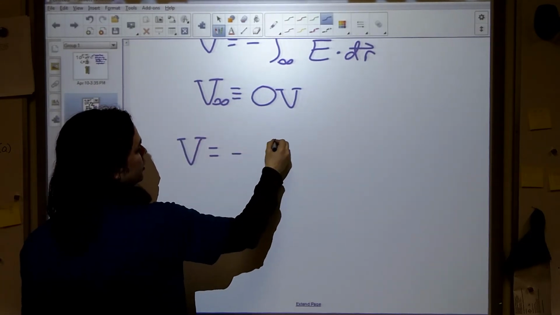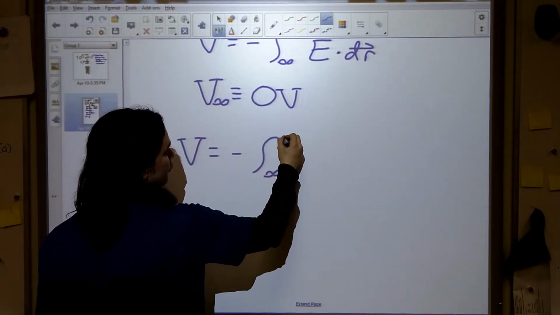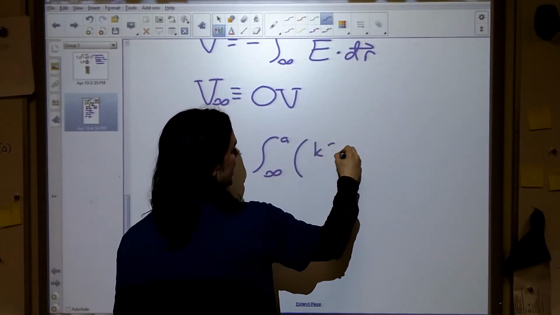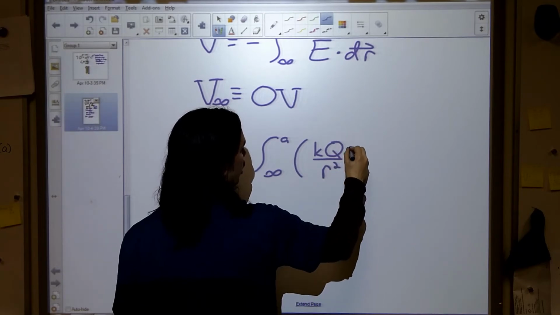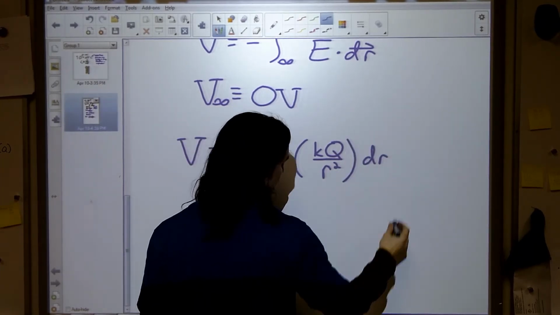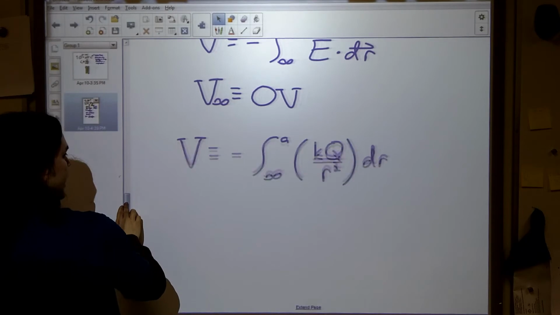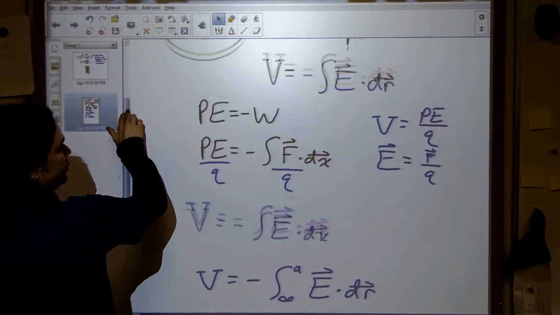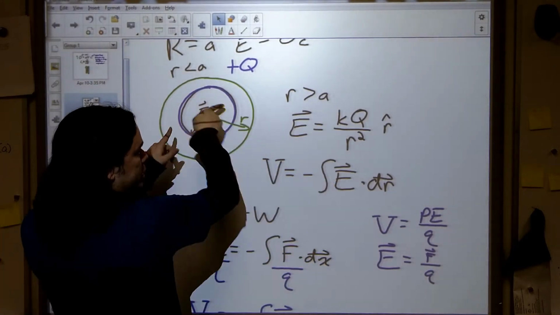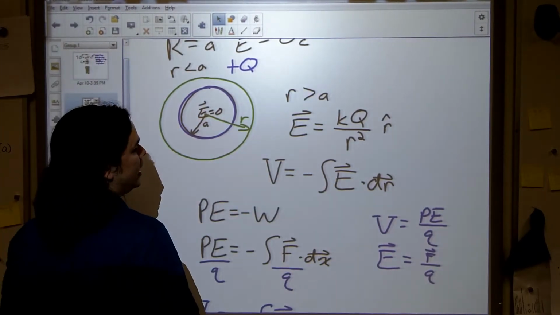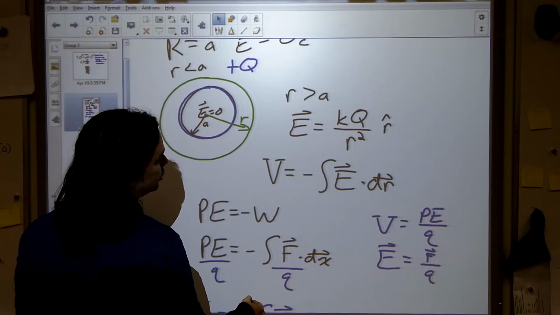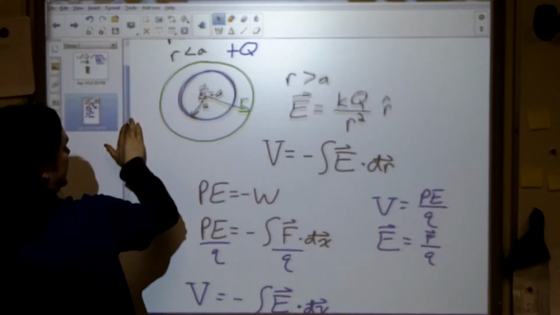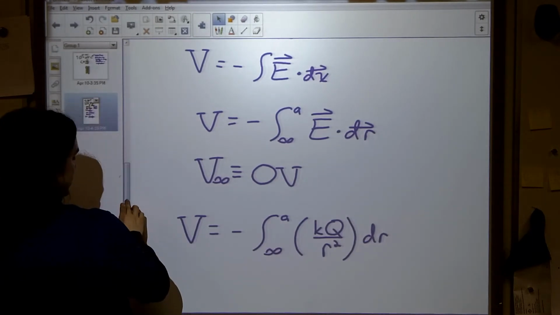My potential is going to be equal to the negative integral from infinity to A of the electric field, which we said was KQ over R squared dr. Now, real quick, I dropped my vector signs and the dot product. The electric field for this positive charge points outward radially in each direction, and I'm going to be integrating from infinity into A, so I apologize, I do actually need something here.